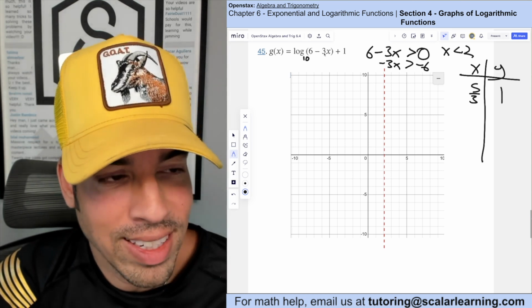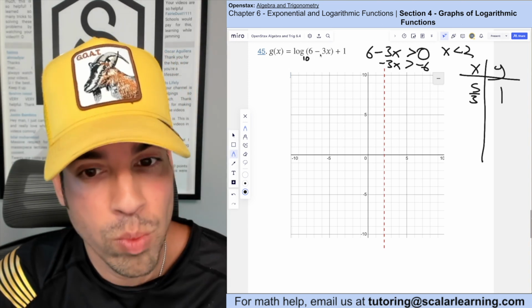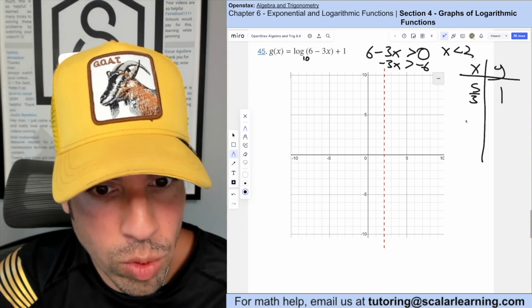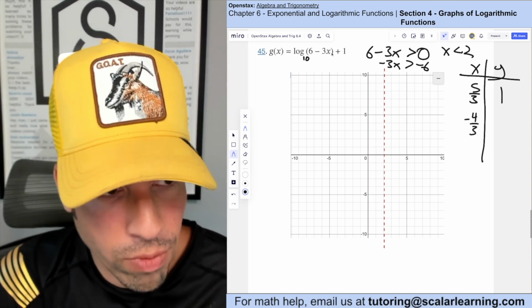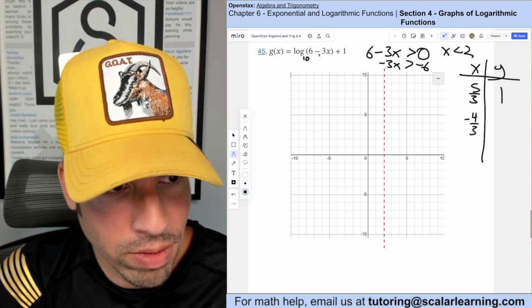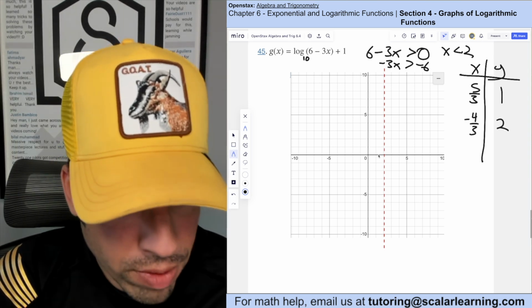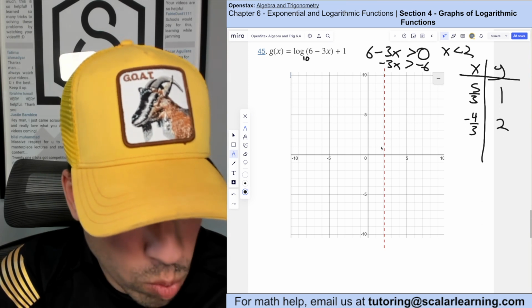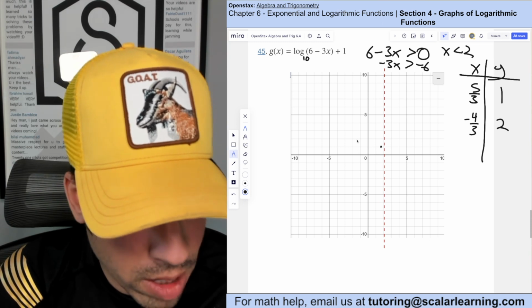Another place is I'd like to get this to equal 10, because when this equals 10, log base 10 of 10 is 1. So that's going to happen when x equals negative 4/3, because negative 4/3 times negative 3 is 4, plus 6 is 10. Log base 10 of 10 is 1, plus 1 is 2. And so now just looking at these 2 points, 5/3, that's 1 and 2/3 comma 1. We've got negative 4/3, this would be negative 1, 2, 3, 4/3 right here, and positive 2.